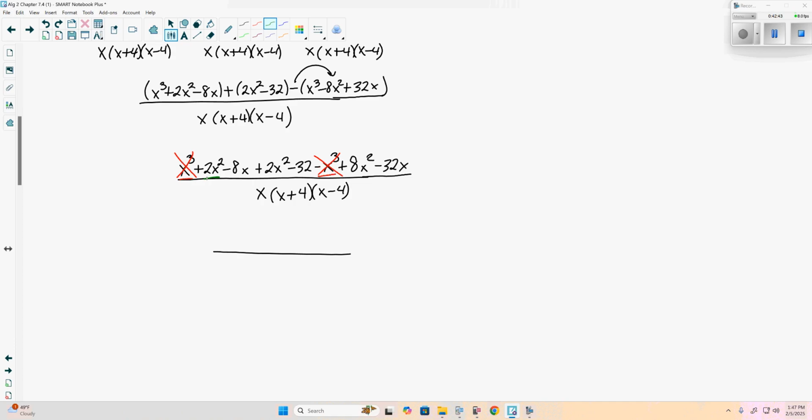Our next term is our x squared. Well, we have 2x squared plus 2x squared is 4x squared, plus 8x squared is 12x squared. Those are taken care of. Our next one is x. We have negative 8x minus 32x. Negative 8 minus 32 is negative 40x. And lastly, we just have negative 32.